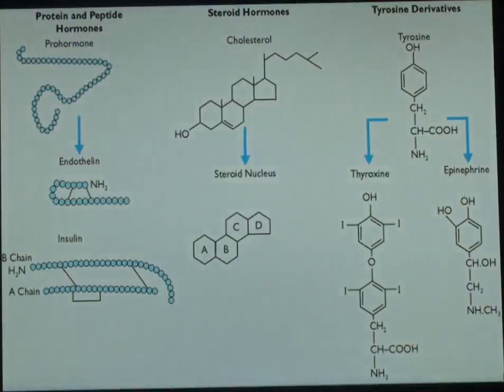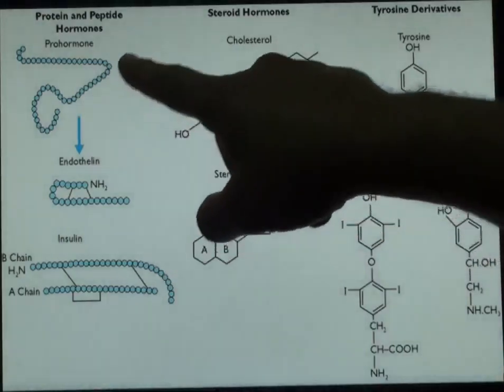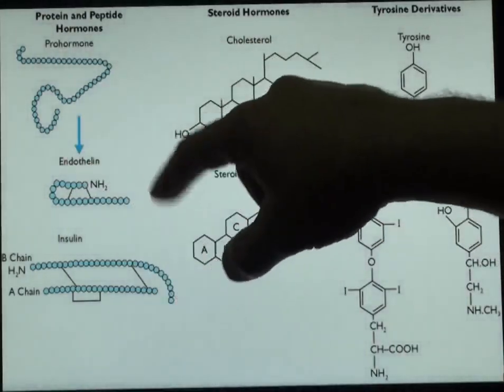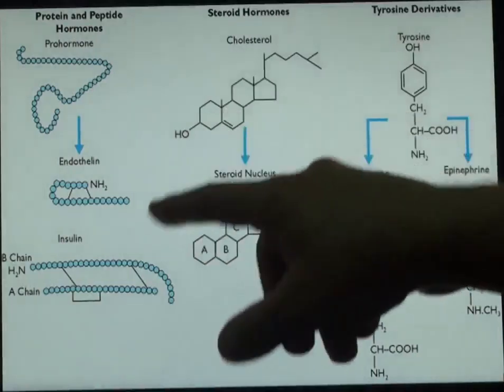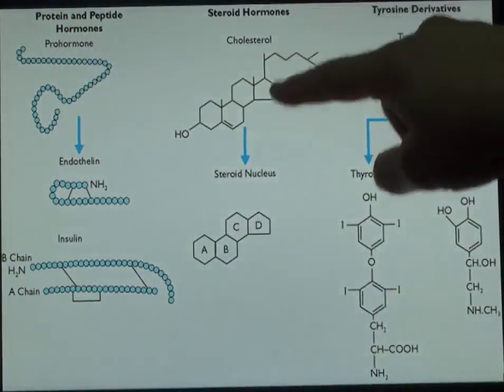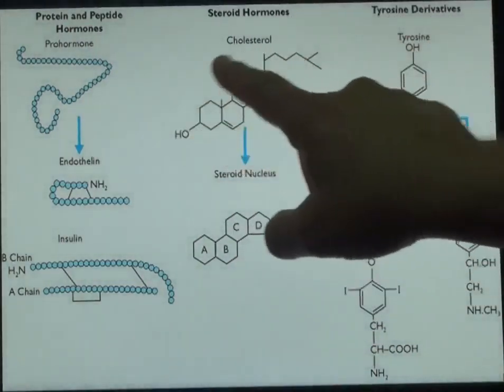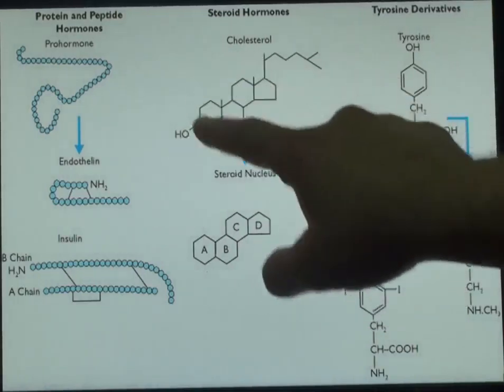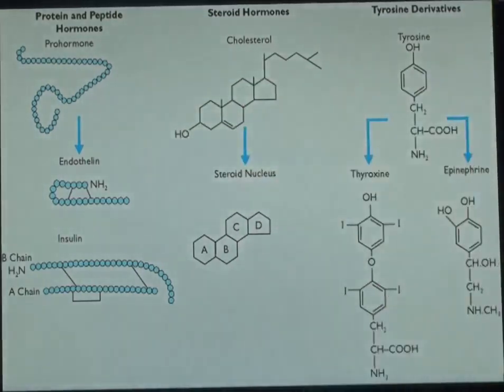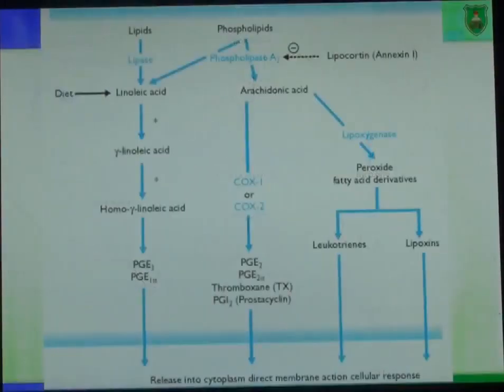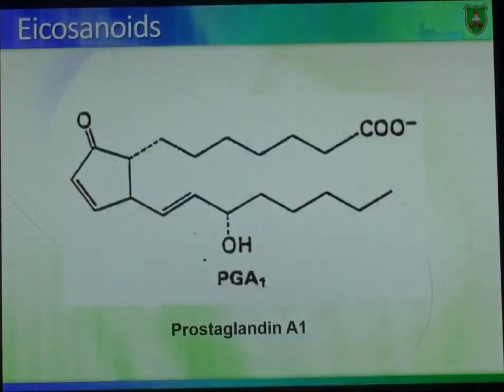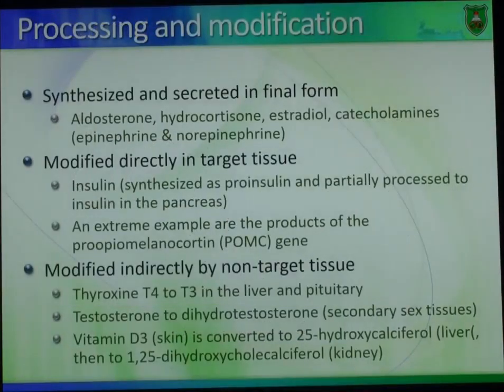So right here you can see the differences in structure of these hormones. These are the peptide and protein hormones, a sequence of amino acids connected to each other. We talked about that before. We have the steroid hormones that are all derived from the cholesterol nucleus of the cholesterol molecule. We have amino acid derivatives like the thyroid hormones, for example, and so on. So these are the eicosanoids, prostaglandins, thromboxanes, and so on.